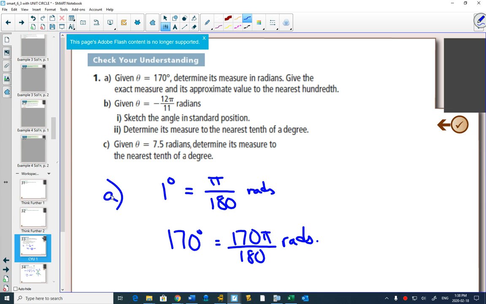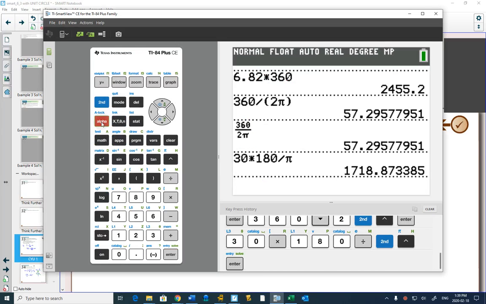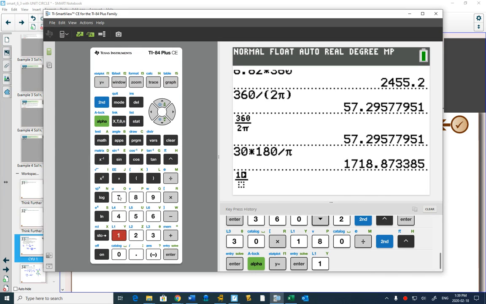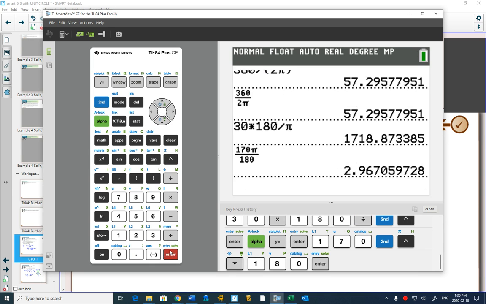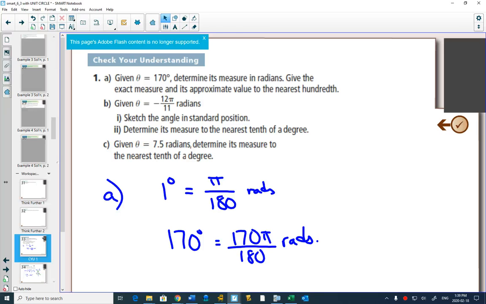It would be 170 pi over 180 radians. And you do not need to reduce that. You could write it as 17 pi over 18. It's really easy to reduce, but you don't have to. If we wanted to find out what it was as an approximation to the nearest hundredth, we'd go to our calculator. 170 pi divided by 180, 2.967. So to the nearest hundredth would be 2.97.